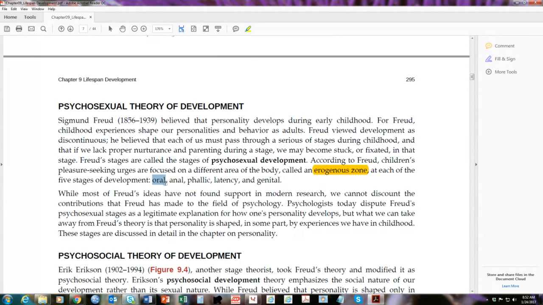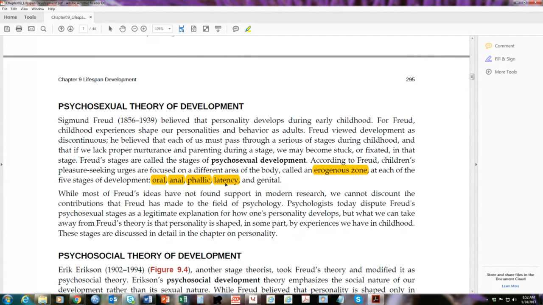There's the oral stage. So here the libido is focused on the mouth. The anal stage, so the libido changes its focus, focuses on the anus. The phallic stage is where the libido is focused on the genitalia. Then the latency stage, the libido is focused, well, essentially not focused.